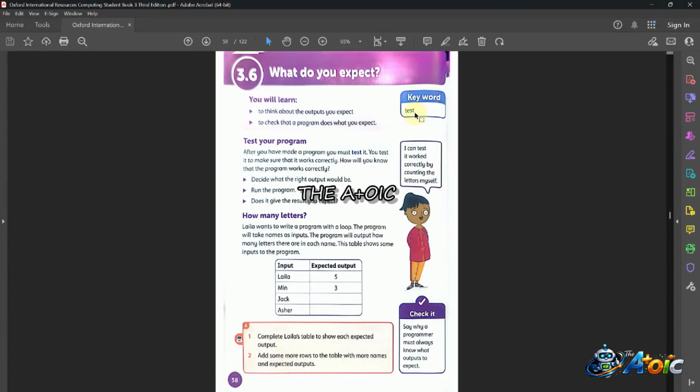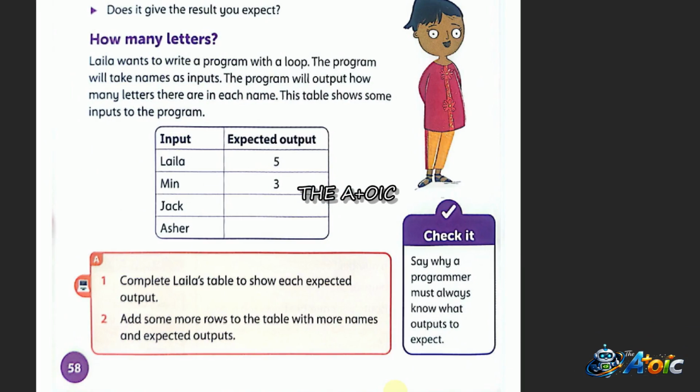Yes, so let's look at this. Layla wants to write a program with a loop. The program will take names as input. And the moment you hear input, you know that you are to get the ask block, right? Yes, for the person to type. And then the program will output how many letters there are in each name. We've done this already. Length of, and then we had loop. So it is either we use the repeat until, or the forever loop, right?